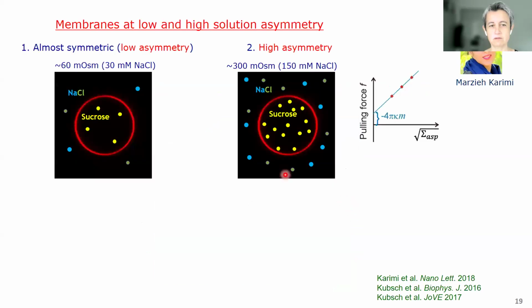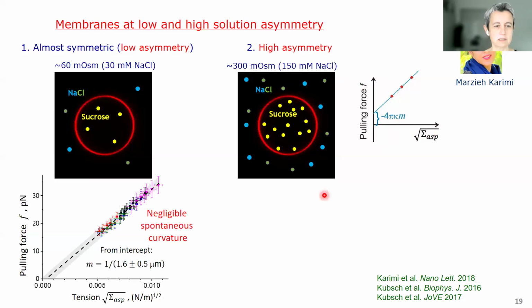So we tried to develop two systems that mimic this kind of asymmetry, and this was work initiated by Marzi Karimi. So in the first system, we have low asymmetry, just a little bit of sugar and a little bit of salt outside, both isotonic, like osmotically balanced. And compare this to a highly asymmetric system where you have a lot of sucrose inside and osmotically balanced salt outside. So Marzi did the same experiment, measured the force as a function of tension and looked at the intercept.